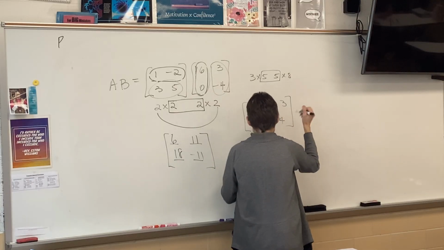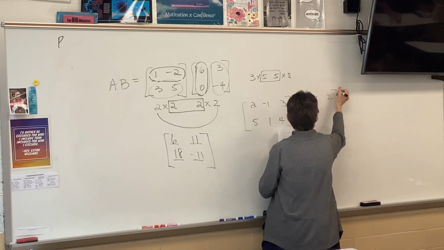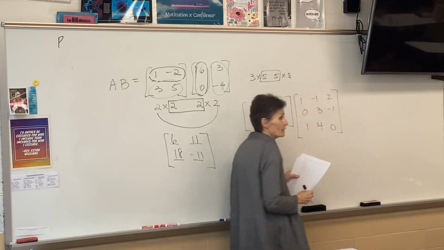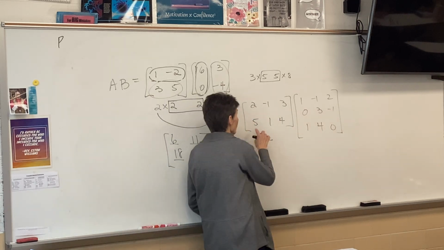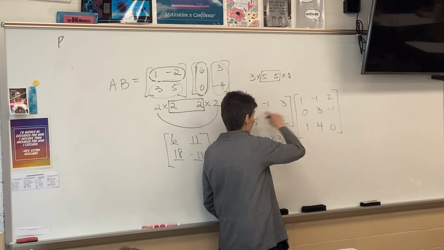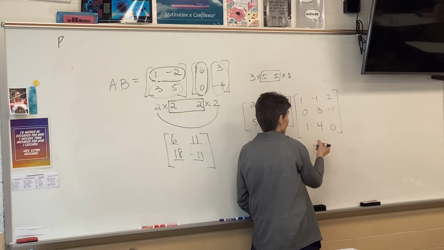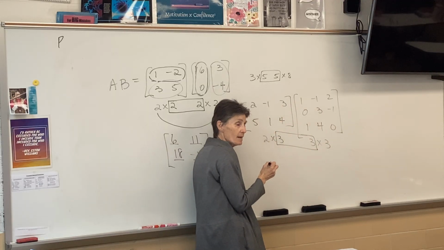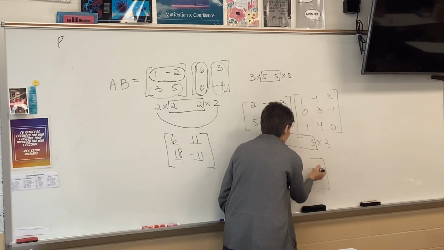Now, next problem says take D times C. Can I do this problem? Can I multiply these two matrices together? What are the dimensions here? 2 by 3. Rows first. 2 by 3. What are the dimensions here? 3 by 3. I can multiply, and my answer will be another 2 by 3.